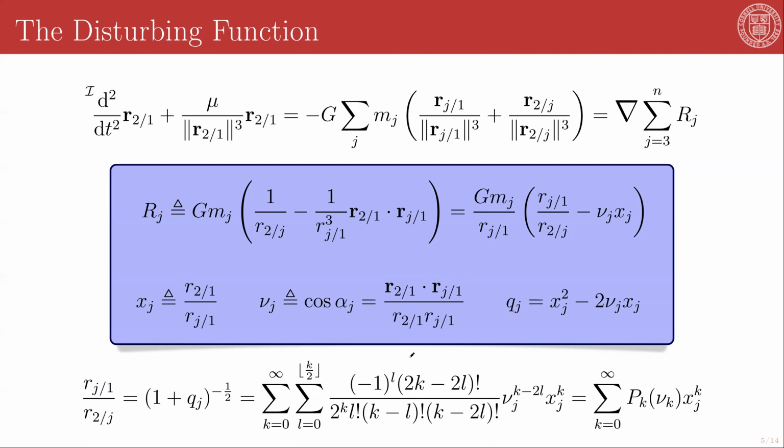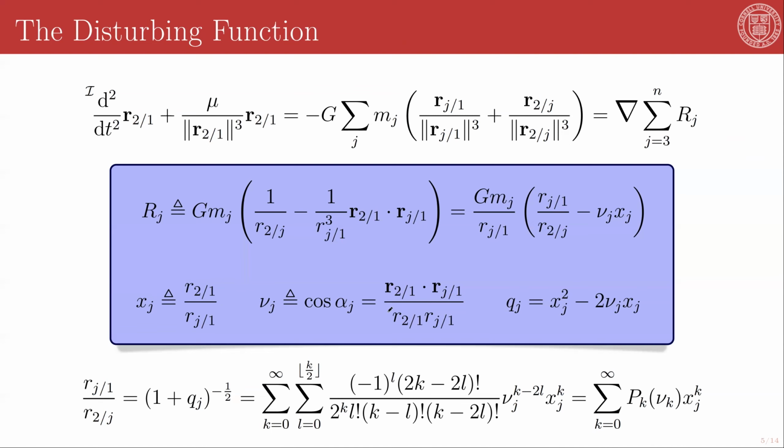And we do so in a couple of steps. First, we are going to rewrite the disturbing function itself as G m_j over the scalar r_j1, where this is the norm of the vector r_j1, times r_j1 over r_2j minus nu_j x_j, where nu_j is defined as the cosine of that angle alpha_j. And remember, the definition of this angle was the angle between r_21 and r_j1. So cosine of alpha_j is r_21 dotted into r_j1 divided by the product of their magnitudes. x_j is just going to be the ratio of r_21 to r_j1.